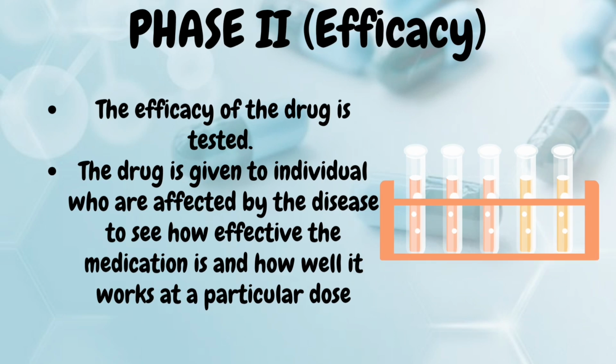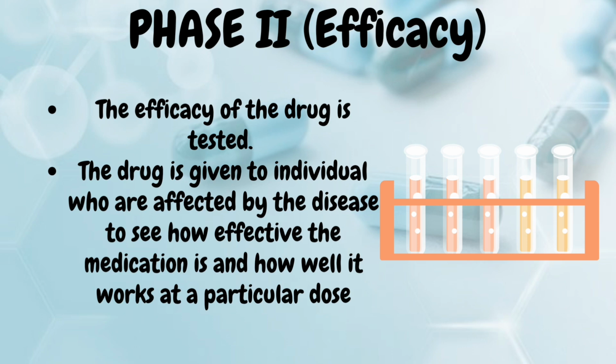Phase 2, which is the efficacy of the drug, is tested. The drug is given to individuals who are affected by the disease to see how effective the medication is and how well it works at a particular dose. They are testing it on diseased individuals to understand the efficacy of the drug and the required dosage.